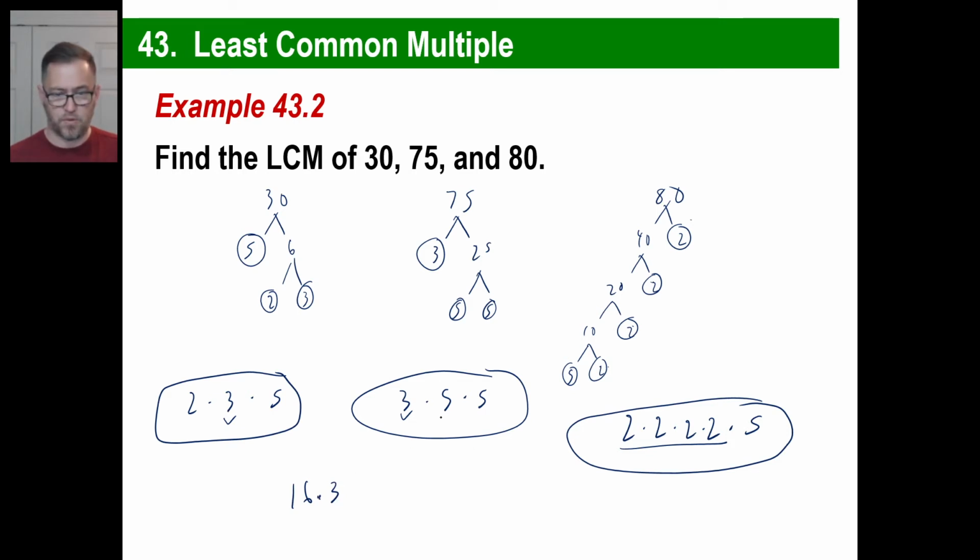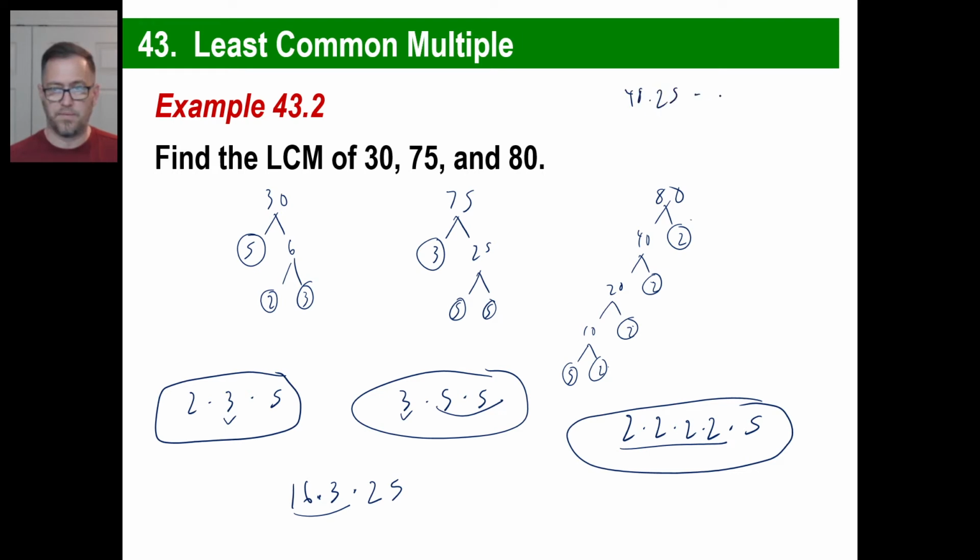All right, which one has the most 5? There's 1 5 there, 1 5 there, and there's 2 5's there. So 5 times 5, let's just put 25. Okay. Well, what's 16 times 3? We can do the arithmetic. That's going to be 48.